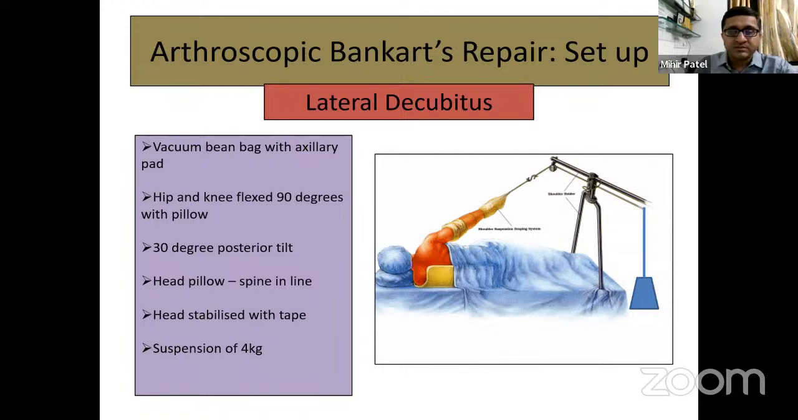Fayaz has very beautifully shown us the positioning. I always use a vacuum beanbag with an axillary pad. The hip and knee are flexed at 90 degrees. The spine is in line, hence a pillow needs to be kept under the skull of the patient. I use about 4 to 5 kgs of balanced traction.